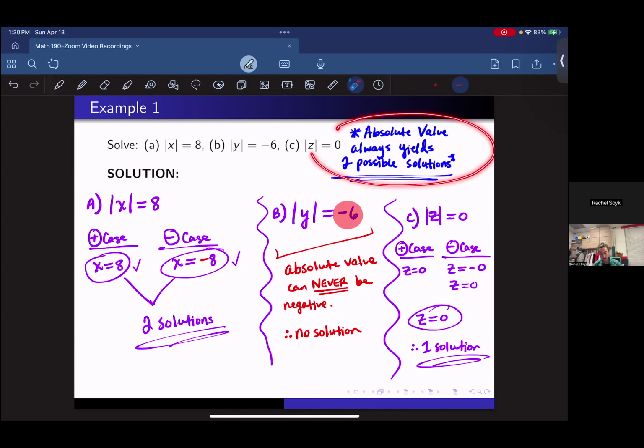So something to point out, absolute value always yields two possible solutions. And I should really add on to that, as long as the right-hand side is not negative.